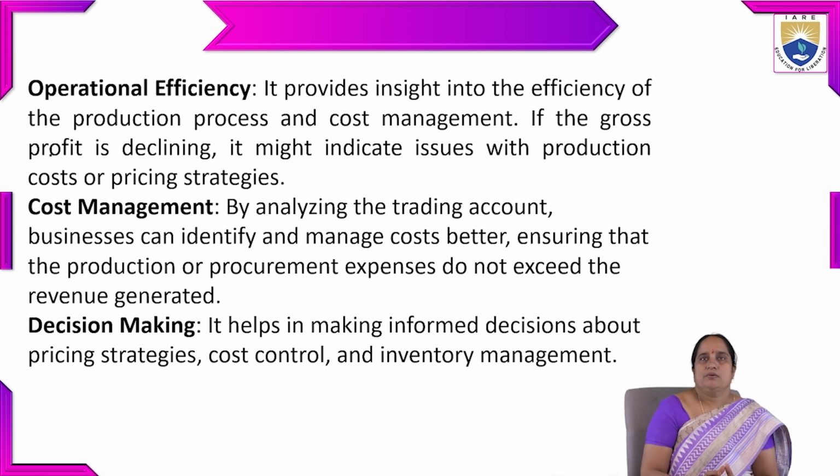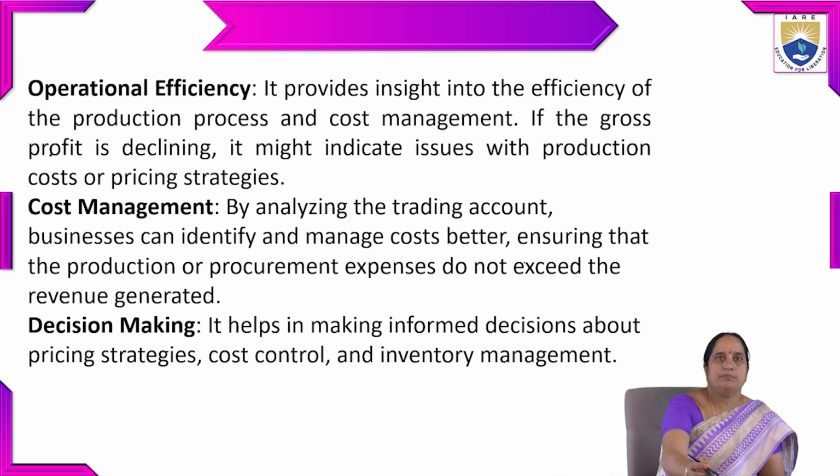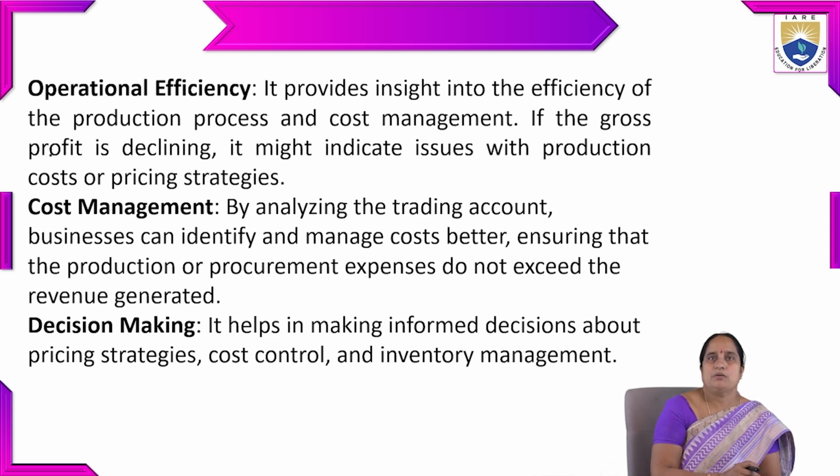Operational efficiency. It provides insight into the efficiency of the production process and cost management. If the gross profit is declining, it might indicate issues with production cost or pricing strategies. Cost management. By analyzing the trading account, businesses can identify and manage costs better, ensuring that the production or procurement expenses do not exceed the revenue generated. Decision making. It helps in making informed decisions about pricing strategies, cost control, and inventory management.